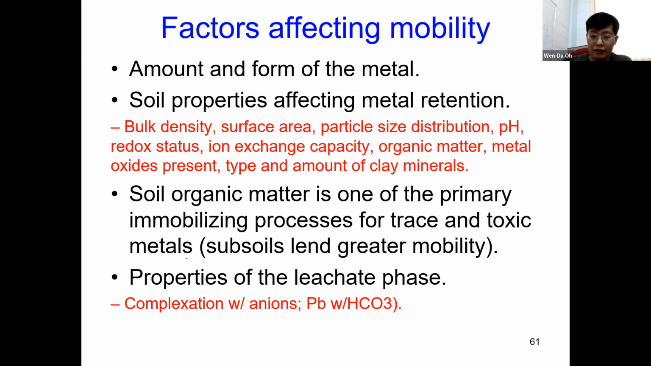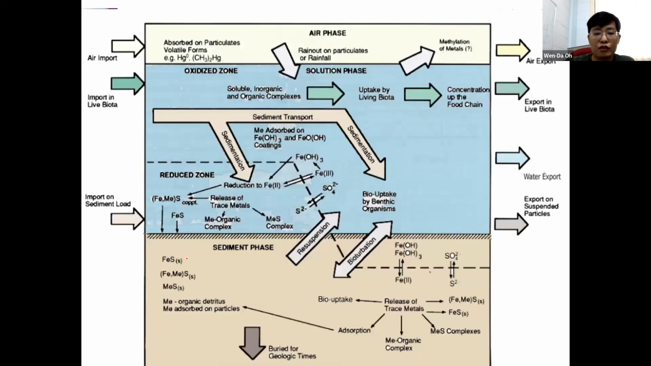Just to show you how this metal can be in the environment, let's say we are looking at this Fe. It can actually undergo many kinds of processes like complexation, oxidation, reduction, precipitation, and so on in the environment. It's very, very complex, right?